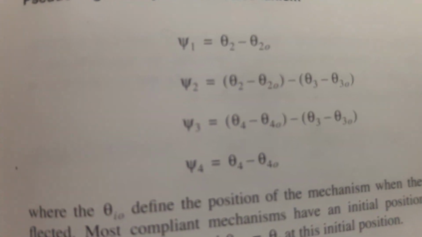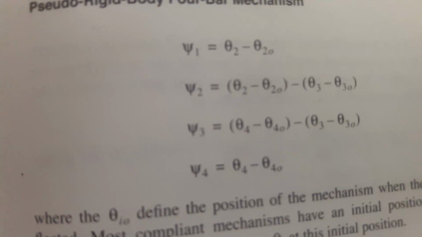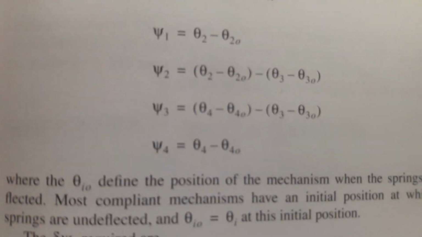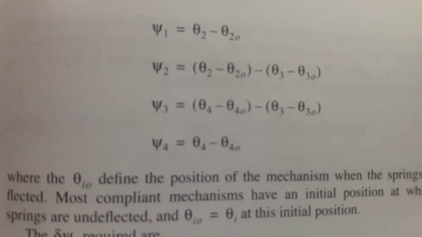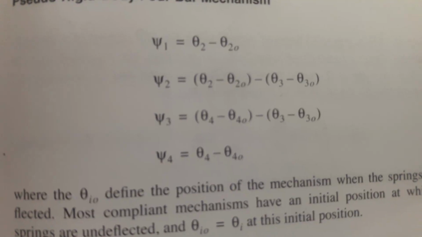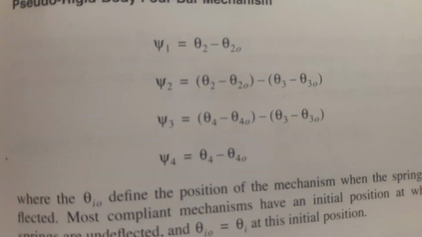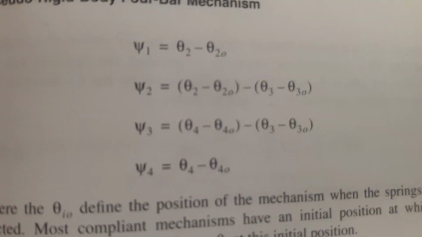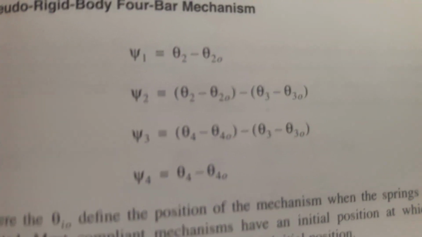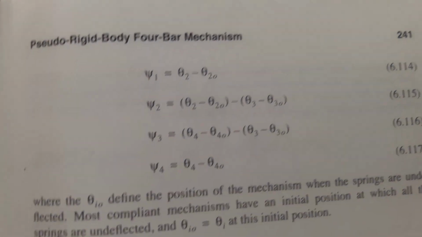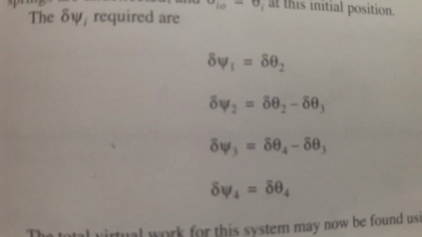And so you notice that the angles that are associated with the ground links only have a simpler expression, and the ones that are associated with the moving pivots have a little bit more complicated expressions. Now, the other thing that's kind of interesting about this is, based on how these are used in the expressions, the potential energy for these things uses a psi squared term, or a psi times d psi.